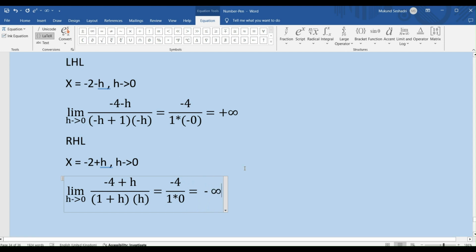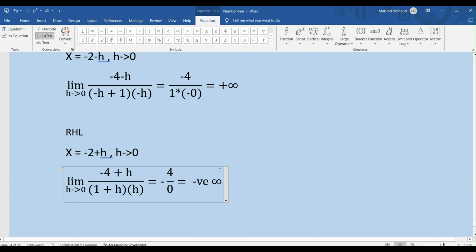Now we know that limits will have to be finite, right? So when LHL not equals RHL, because in this particular case LHL is a positive infinity and RHL is negative infinity, I would say that LHL and RHL are positive infinity and negative infinity respectively, but the limit does not exist, right? So that's the way to put across the final answer for this particular question.